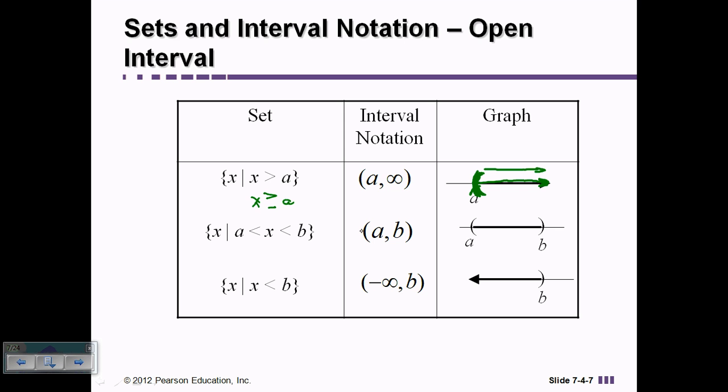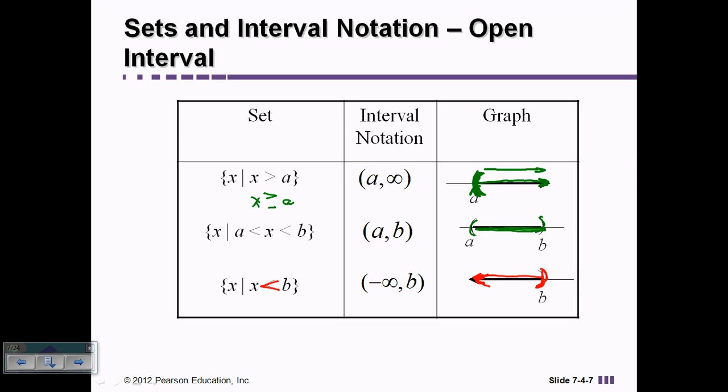The second solution that we have is x is between a and b. So again, we have the parenthesis on b, the parenthesis on a, and we've shaded all of the area between a and b. X is less than b, again, the parenthesis at b, and x is shaded in the direction of the arrow, so it's pointing to the left. So we're going to shade everything to the left of b on the number line.